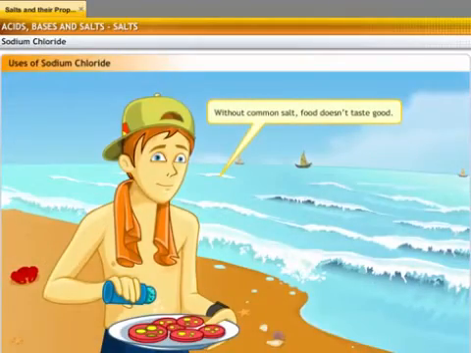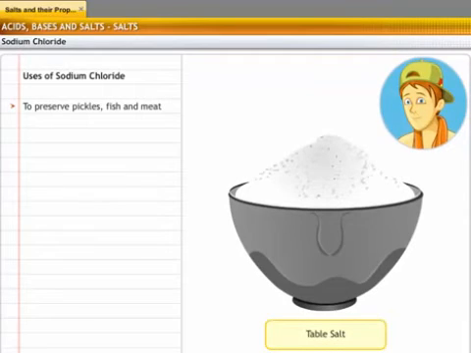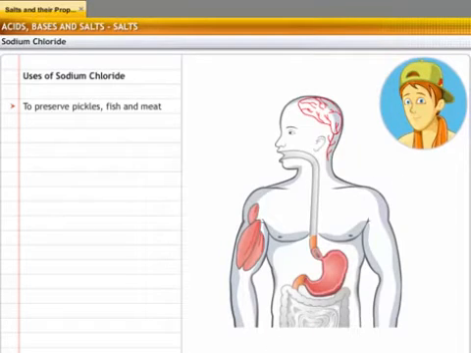Without common salt, food doesn't taste good. Absolutely. Common salt is an important constituent of food and is referred to as table salt. Common salt enriches the flavor of food. It plays an important role in the functioning of our nervous system, the movement of muscles, and in the production of hydrochloric acid in our stomach.